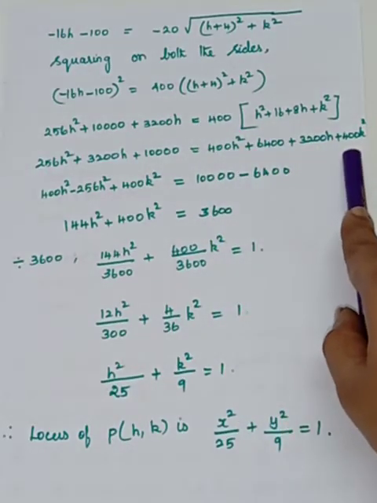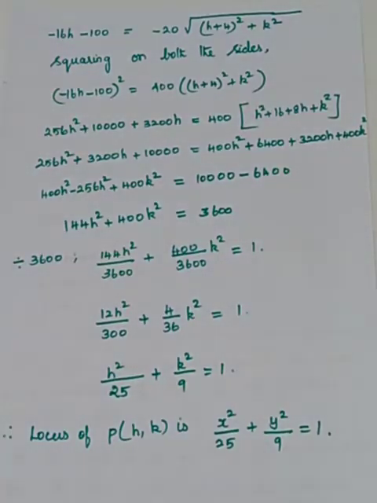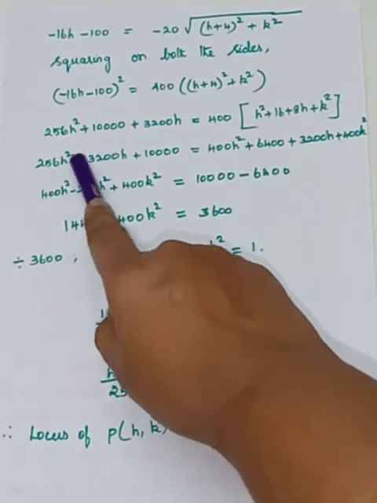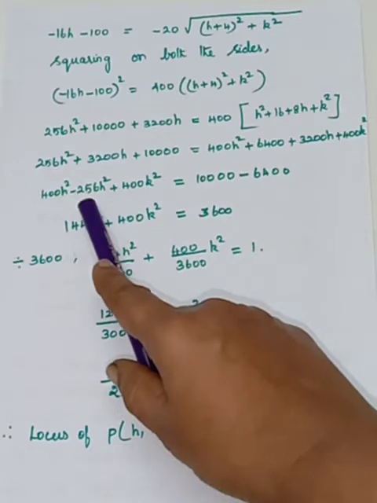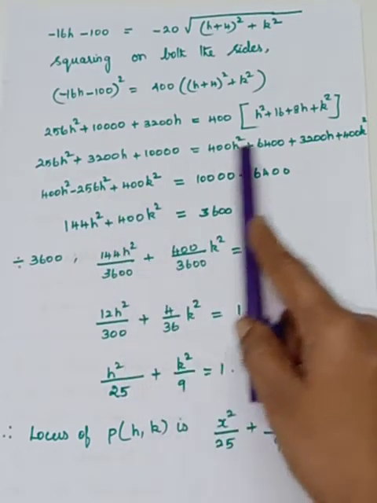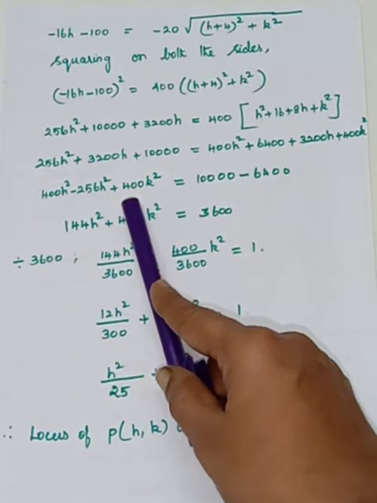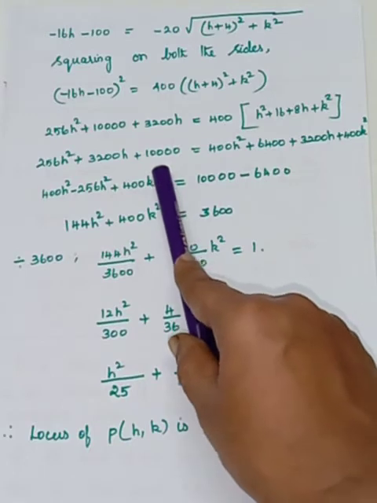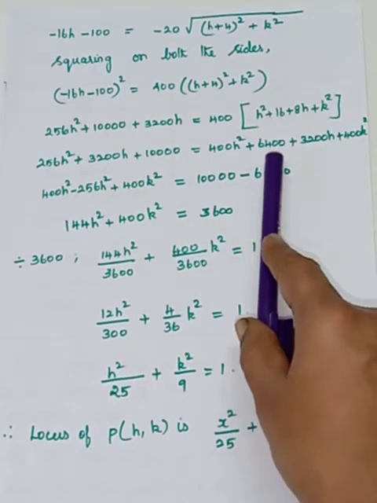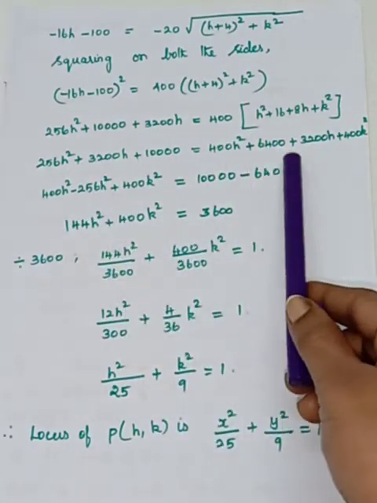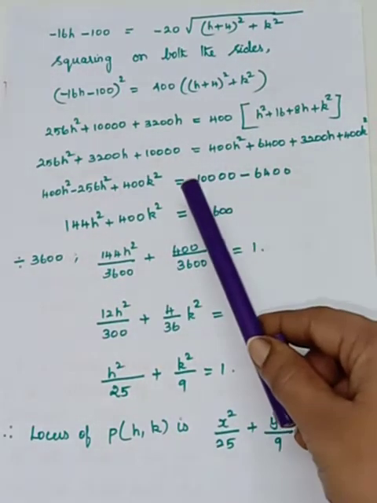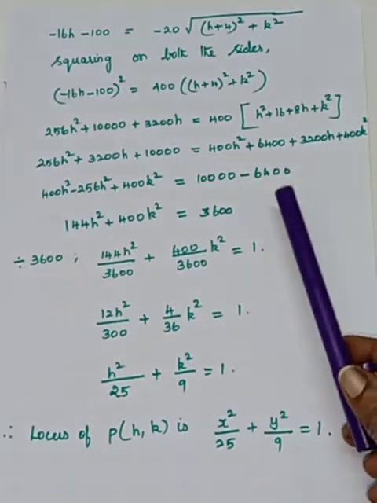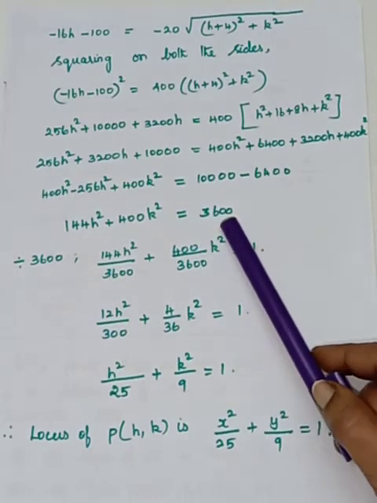So see now what you have to do, you have to group the terms of H squared, K squared, H and the constant. So here 400H squared, bring this 256H squared to the right side, it is minus 256H squared. And here you are having 400K squared, so that is written. That has to be on the right hand side. Here from 10,000, you have to subtract 6,400. If you bring it to the left side, it is minus 6,400. So see here 3,200H, here also 3,200H, both get cancelled. So if you subtract, your answer is 3,600.